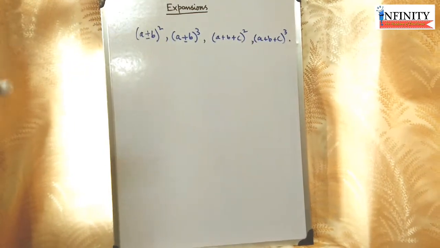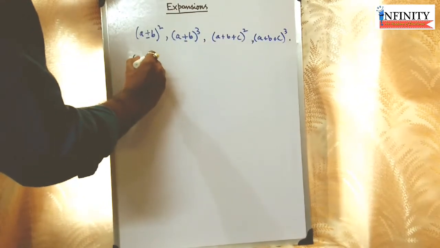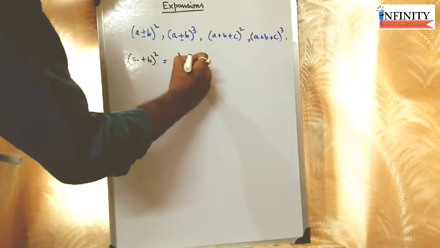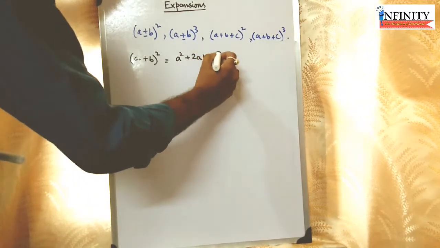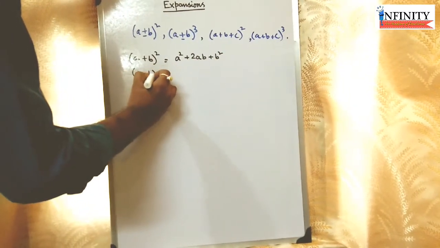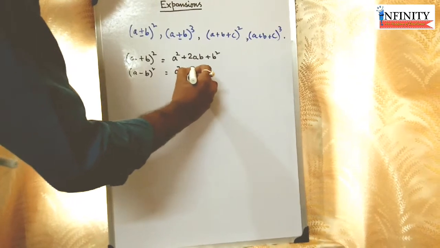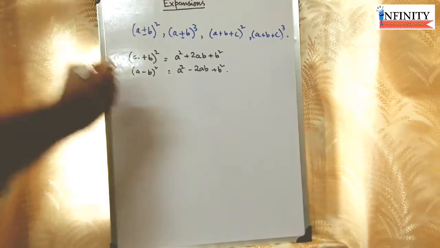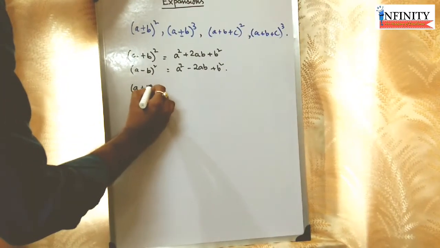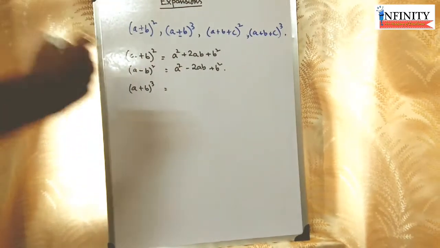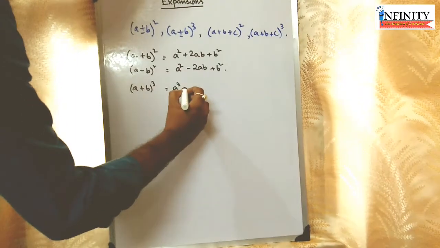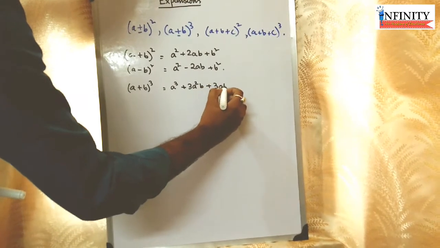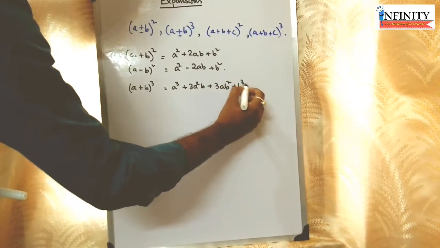First of all, we all know the expansion of (a+b)² and (a−b)². (a+b)² is a² + 2ab + b², and (a−b)² is, as you all know, a² − 2ab + b². Now, what is the expansion of (a+b)³? This is a³ + 3a²b + 3ab² + b³.